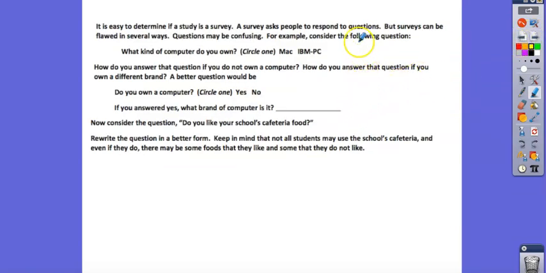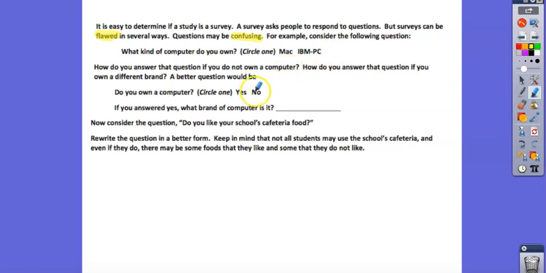It's easy to determine if a study is a survey. A survey asks people to respond to questions. But surveys can be flawed in several ways. Questions can be confusing. Consider the following question. What kind of computer do you own? Circle 1, Mac or IBM? Well, what if you don't have a Mac or an IBM? What if you have an Apple? What if you don't even own a computer?